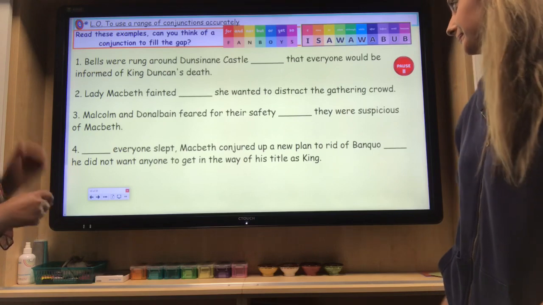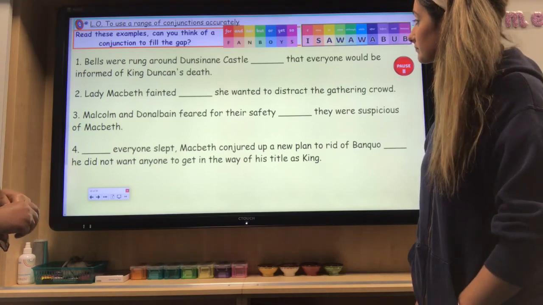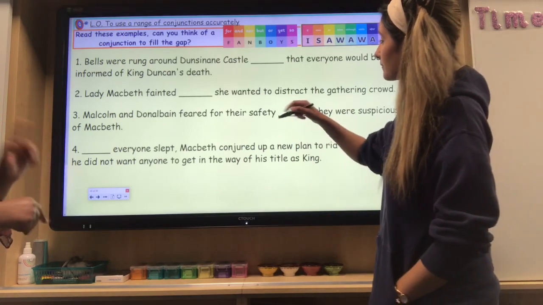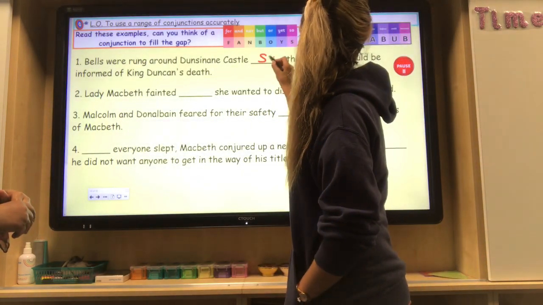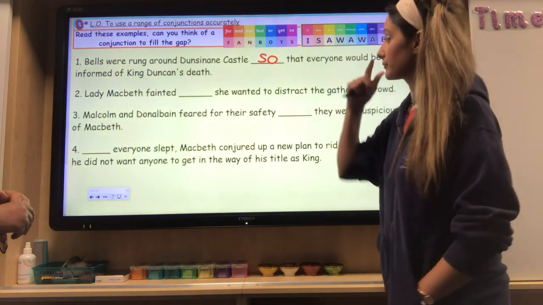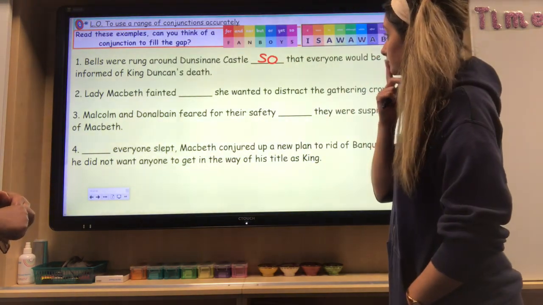Okay. Number 1. Bells were rung around Dunsinane Castle that everyone will be informed of King Duncan's death. I would say that would be so. And what kind of conjunction is so? Fanboys, a coordinating conjunction. Well done.